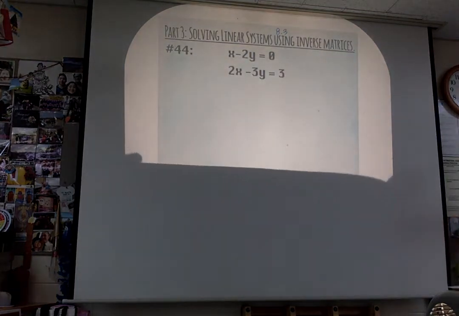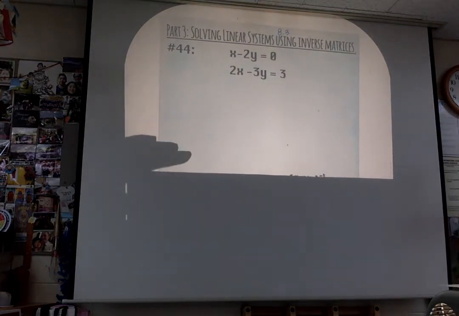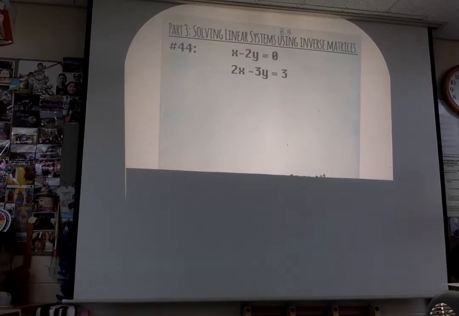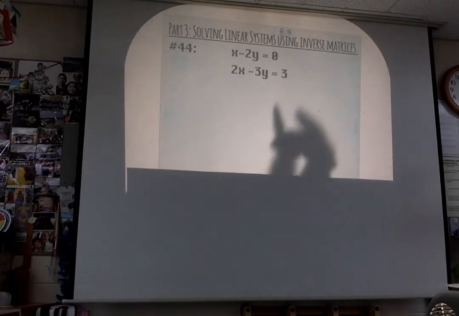First of all, I have this linear system here. It's number 44 from your textbook, depending on whatever you're using. It's x minus 2y equals 0, 2x minus 3y equals 3. And obviously, our goal is to solve for x and y.